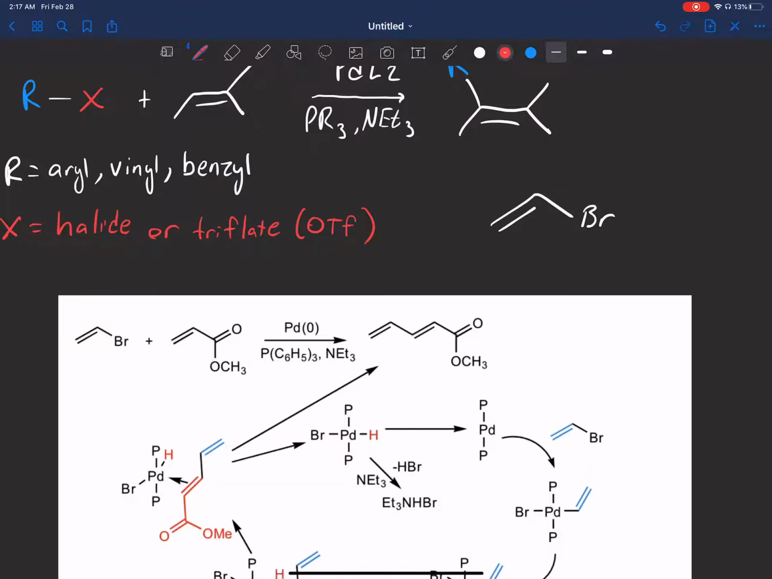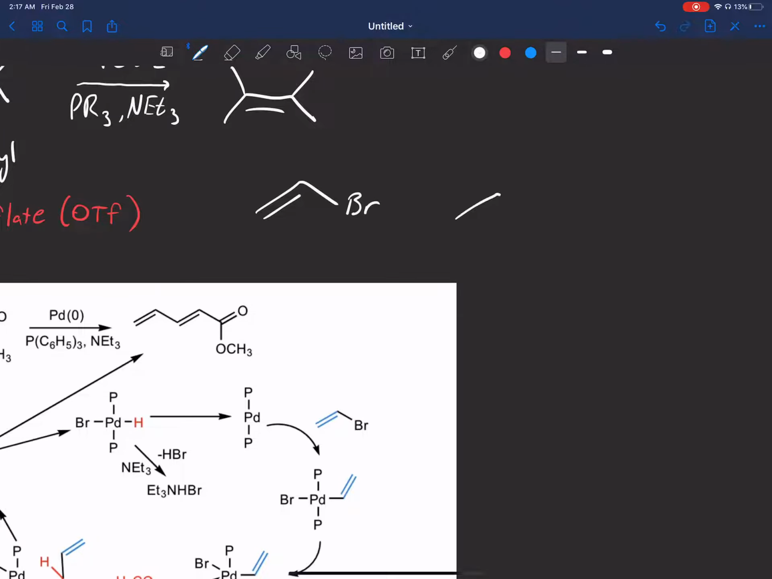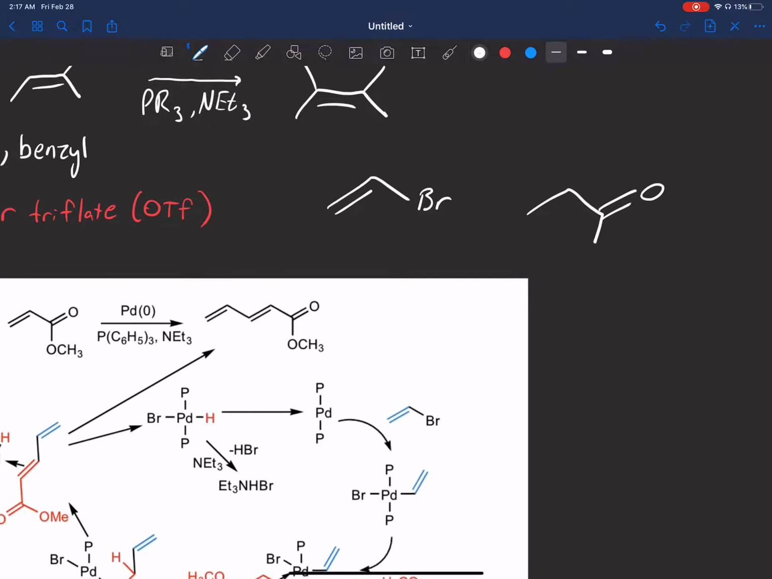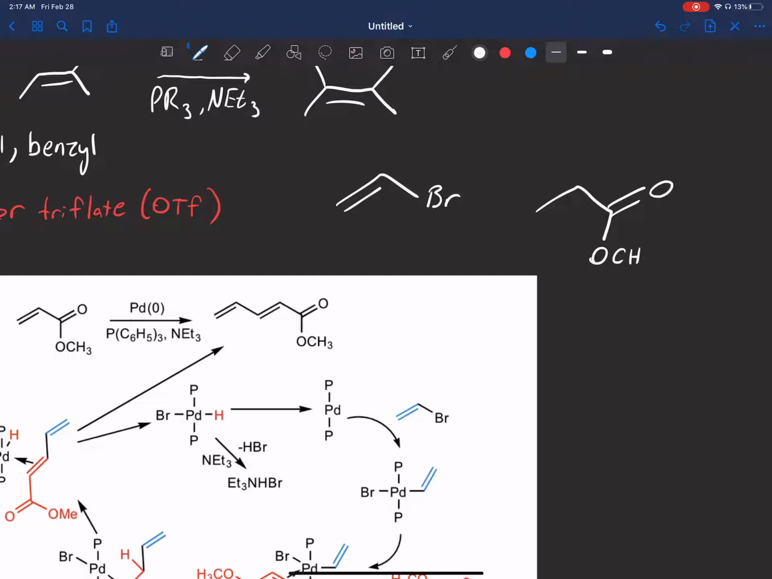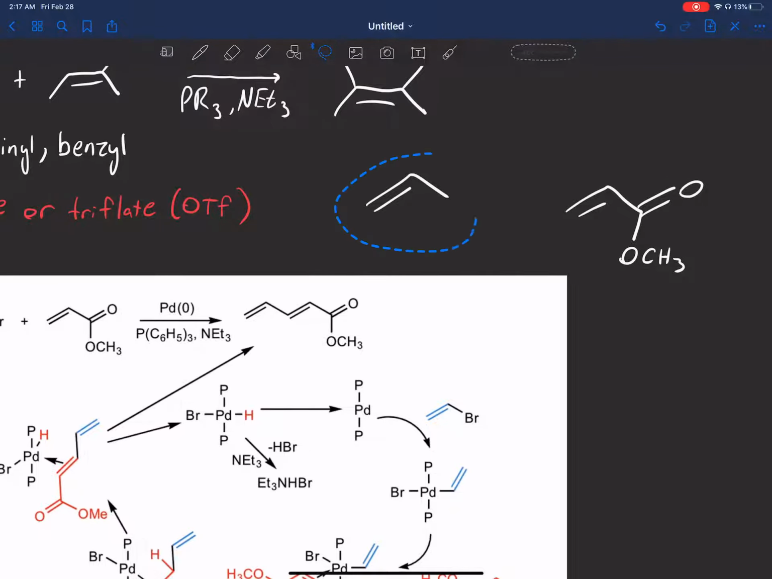So what's going to happen is, let me redraw the alkene. Essentially, you're going to erase the bromine, and you're going to see how I'm just going to overlap this.